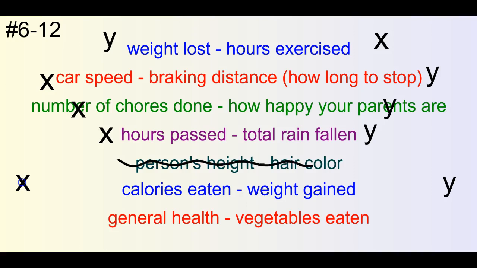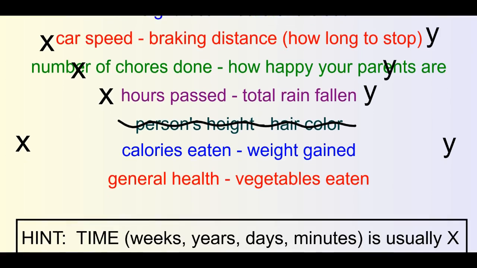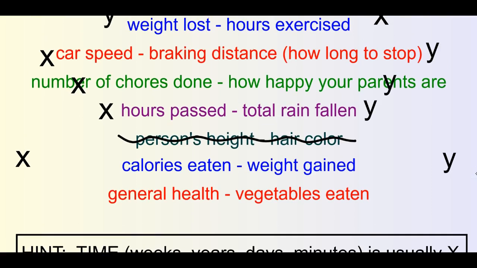There is no relationship between a person's height and their hair color. So if there's not a relationship, we can't determine which is X and which is Y. Calories eaten and weight gained. You control how many calories you eat. The result or the outcome is how much weight you gain. So weight gain is the result, or it's determined by how many calories you eat.